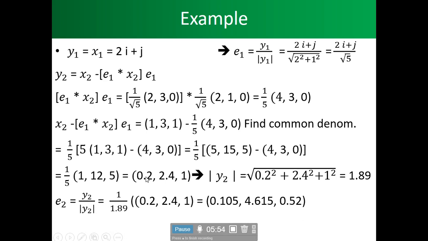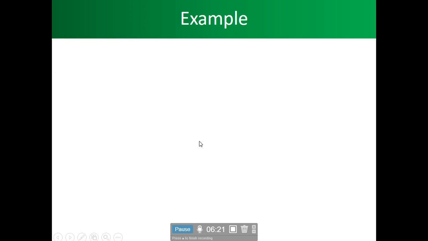Okay, so the next thing we want to look at is, we have 2. Now we know we have to divide it by what? By its absolute value. So when we divide it, we have 1 divided by 1.89 times what? 0.2, 2.4, 1. Okay, and what do we get? We get 0.105, and we get 4.615, and 0.52.